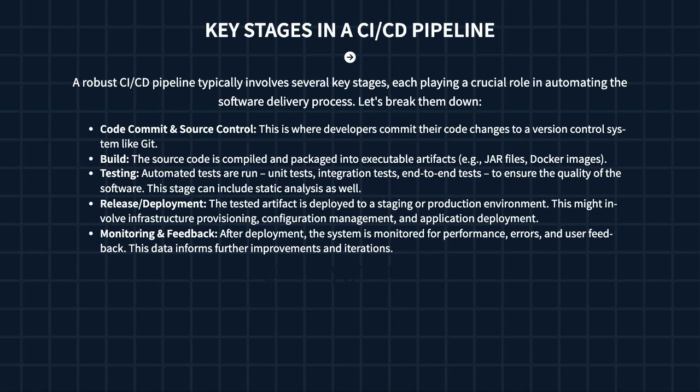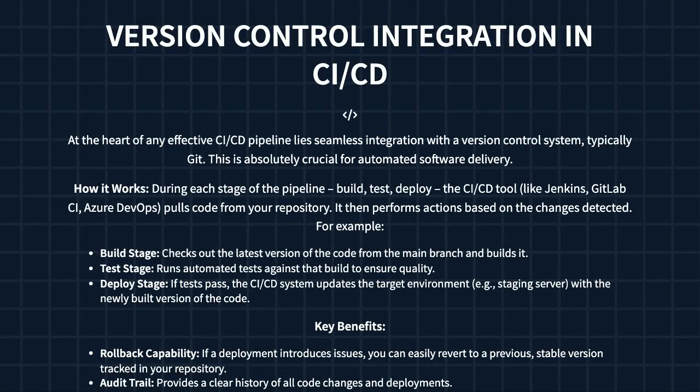Then comes testing, lots of automated tests to make sure everything works as expected, including checking for potential problems before they even reach users. After the tests pass, we deploy the software, either to a staging area or directly to production. And finally, it's important to monitor the deployed application to see how it's performing and gather feedback so we can continuously improve.